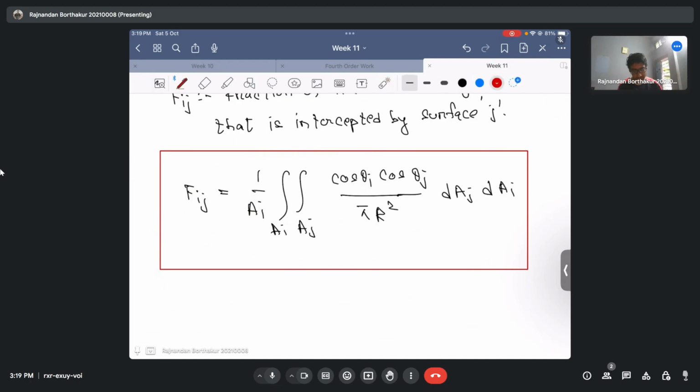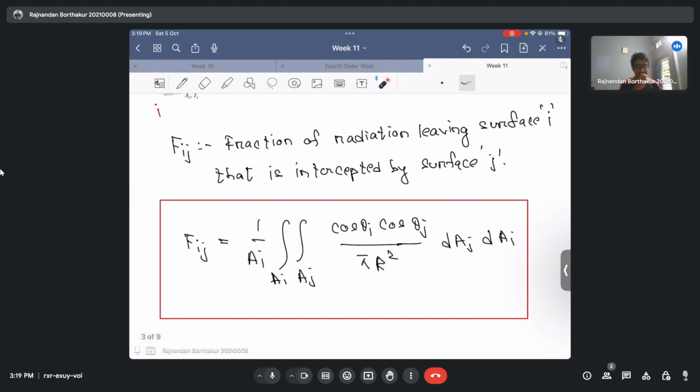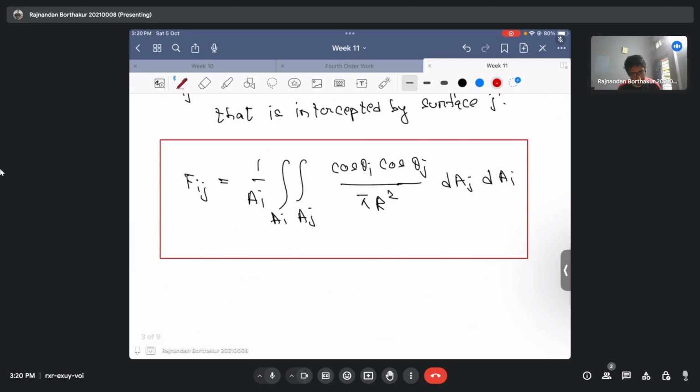So in other words, you can see that this Fij, which is basically the fraction of radiation leaving surface I that is intercepted by surface J, is equal to 1 upon the area of surface I times this integral, which is an area integral that integrates over the entire area of surface I and the entire area of surface J. But remember, although I said this form of the view factor is the most fundamental definition, there is an inherent assumption that always follows, which I have already stated verbally some time back.